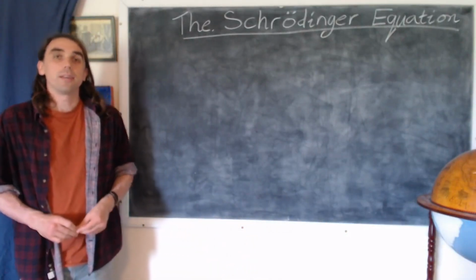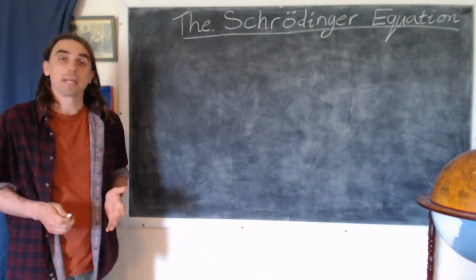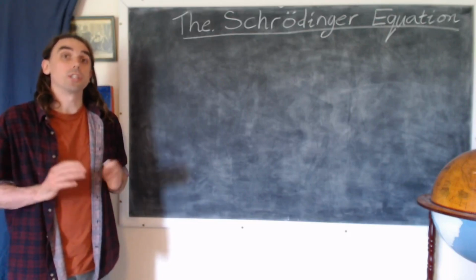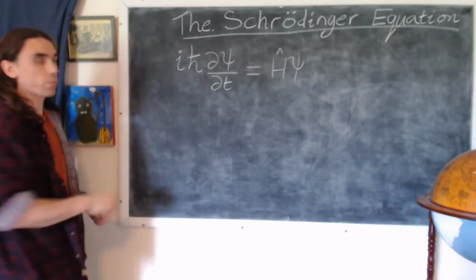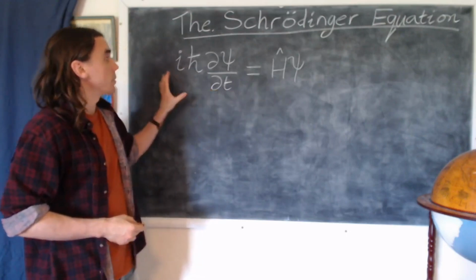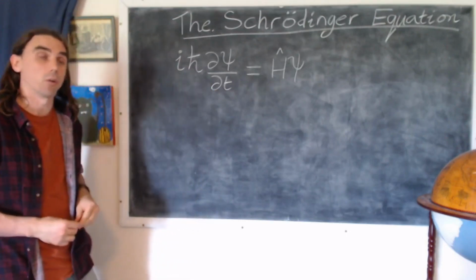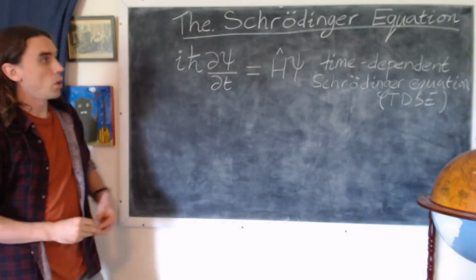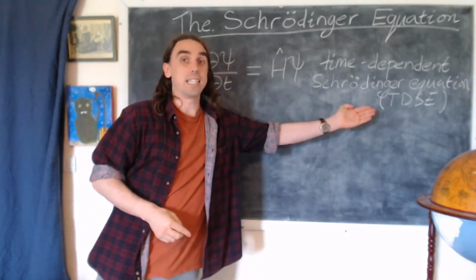Hello. The behaviour of particles in quantum mechanics is governed by what's called the Schrödinger equation, written here in its time-dependent form. So we sometimes call this the time-dependent Schrödinger equation, usually abbreviated to TDSE for short.